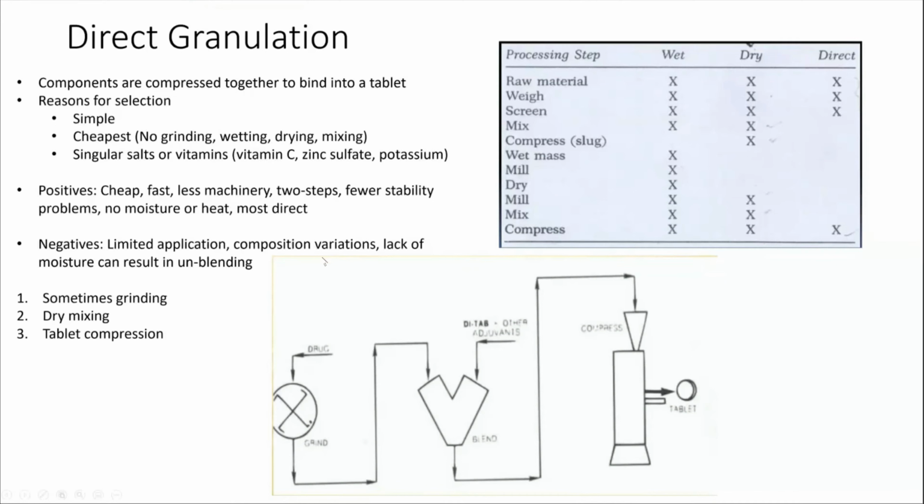We can only do more pure substances with this, and more complex molecules won't react well to direct granulation. And there's some variation in composition sometimes. If you don't have any moisture at all, if it dries out, it could create an unblending, meaning everything kind of falls out. So really, the steps, you grind it sometimes. Most of the time, they do grind. You do dry mixing and then tablet compression. That's really it.